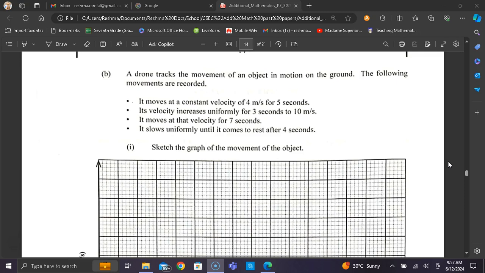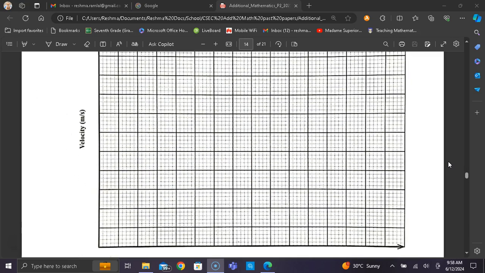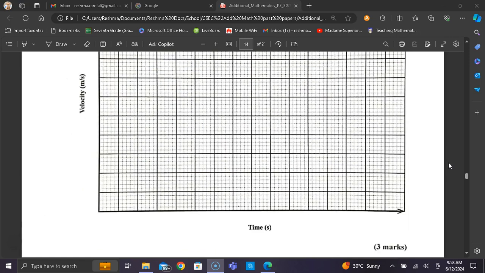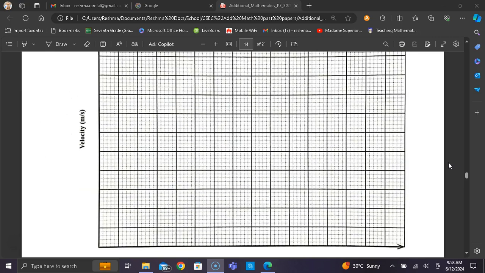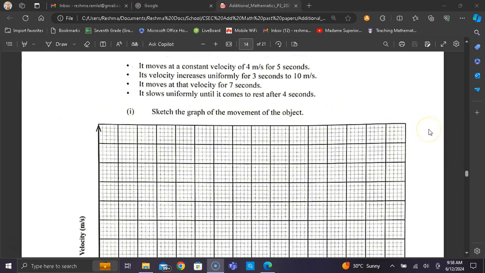So we have a drone that is tracking the movement of an object in motion on the ground. The following movements are recorded. It moves at a constant velocity of 4 meters per second for 5 seconds. Its velocity increases uniformly for 3 seconds to 10 meters per second. It moves at that velocity for 7 seconds, and it slows uniformly until it comes to rest after 4 seconds. So we have to sketch the graph of the movement of the object, and notice we're given a grid with velocity in meters per second on the y-axis and time in seconds on the x-axis. And the sketch is worth 3 marks.